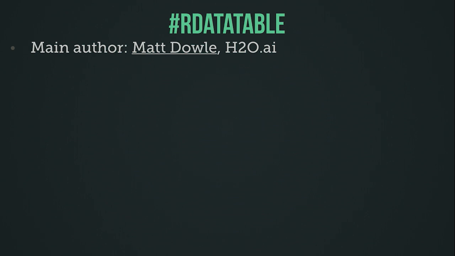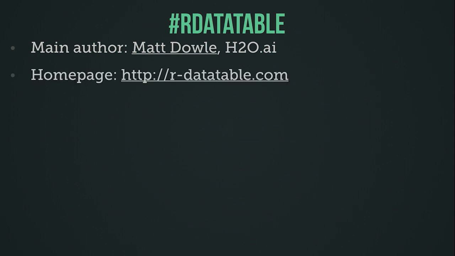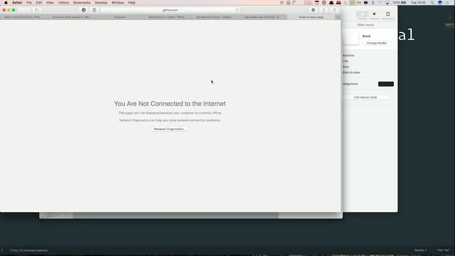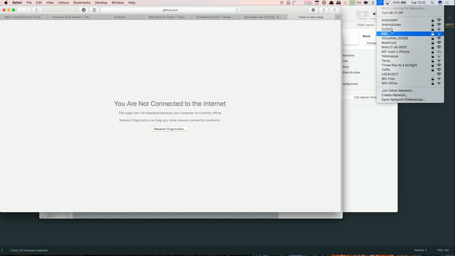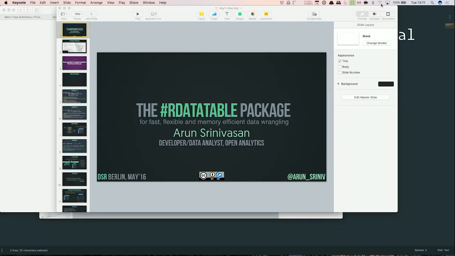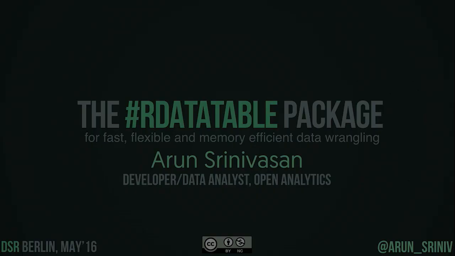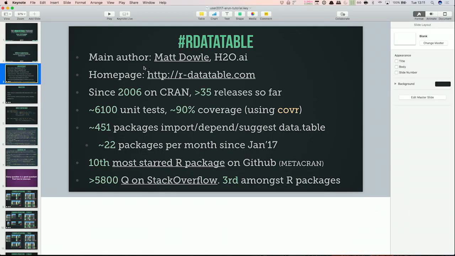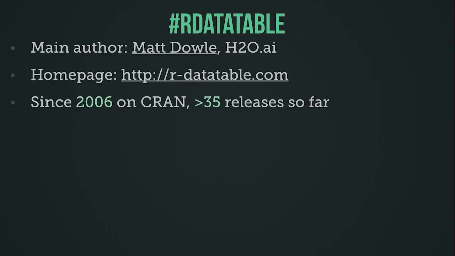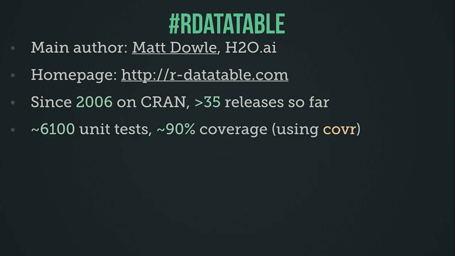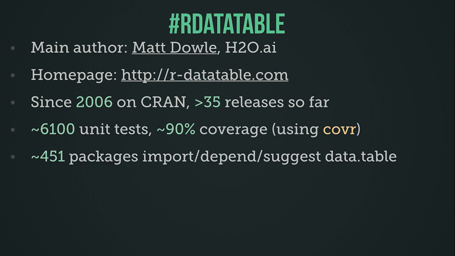So the main author of data table is Matt. He works at H2O, and if the internet works, this is the home page of data table. So the first version of data table was released in 2006, and we've had about 35 releases, I think 36, and we have quite a lot of tests to check every single time we make a change or implement a new feature. And currently there are about 450 packages that in some way depend on data table.